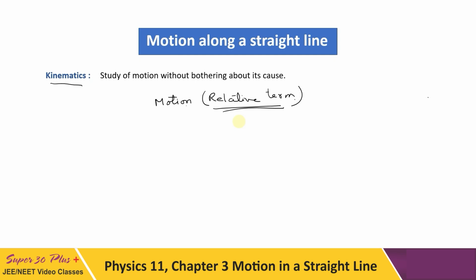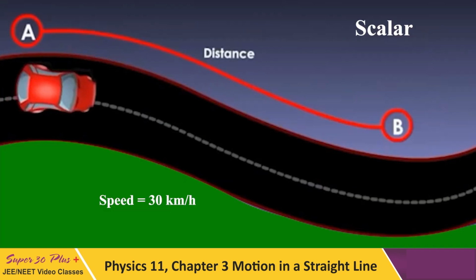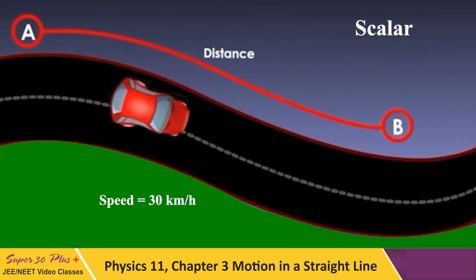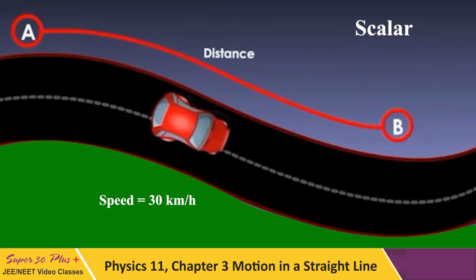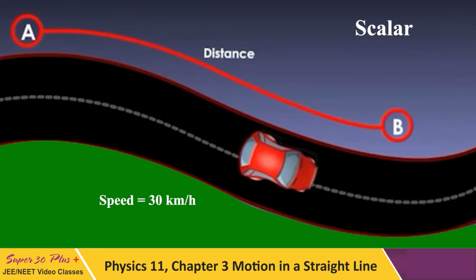Now let us come to the kinematical terms. Many kinematical terms will be involved throughout the chapter. So let us first write what is a scalar and a vector, because some of the kinematical terms will be scalar and some will be vector. So first let us see what is scalar and what is vector. If I say that the car is moving with 30 km/h speed, I am interested in how fast the car is moving, only in its speed. If this kind of interest is there, then the physical quantity involved is a scalar.